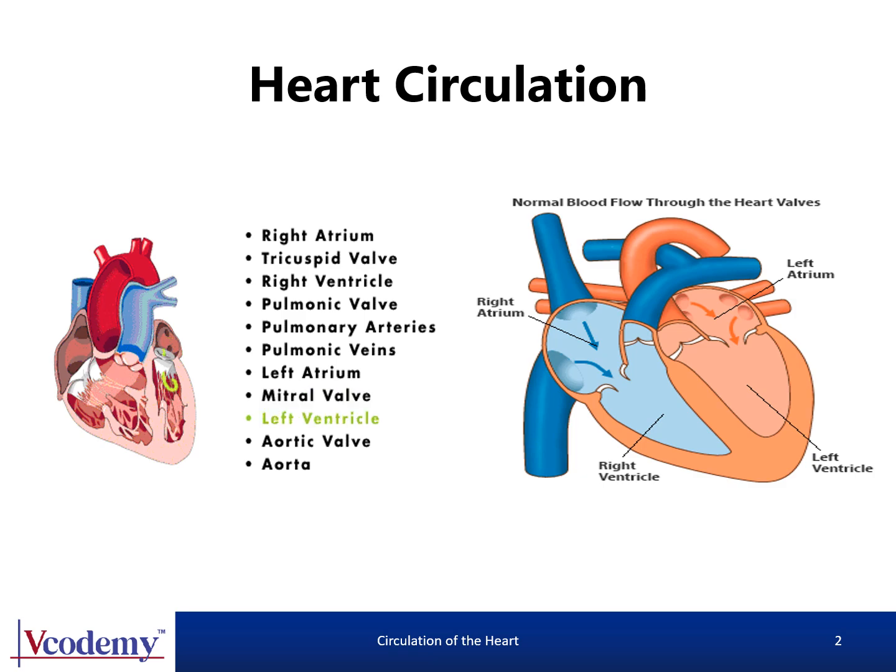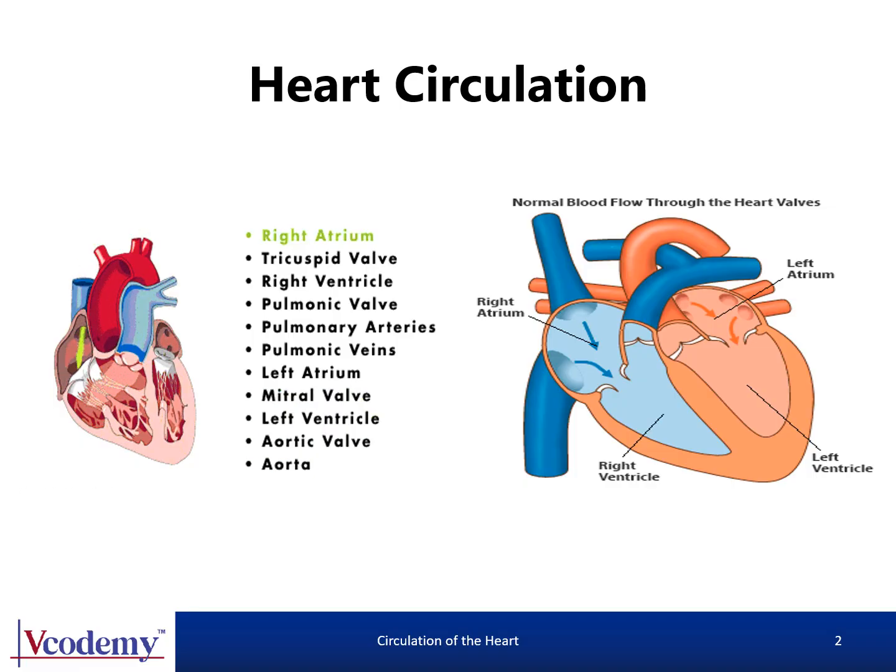So this is the heart circulation. Pulmonary circulation moves the blood between the heart and the lungs. So it transports the deoxygenated blood to the lungs to absorb oxygen and release carbon dioxide. The oxygenated blood then flows back to the heart.